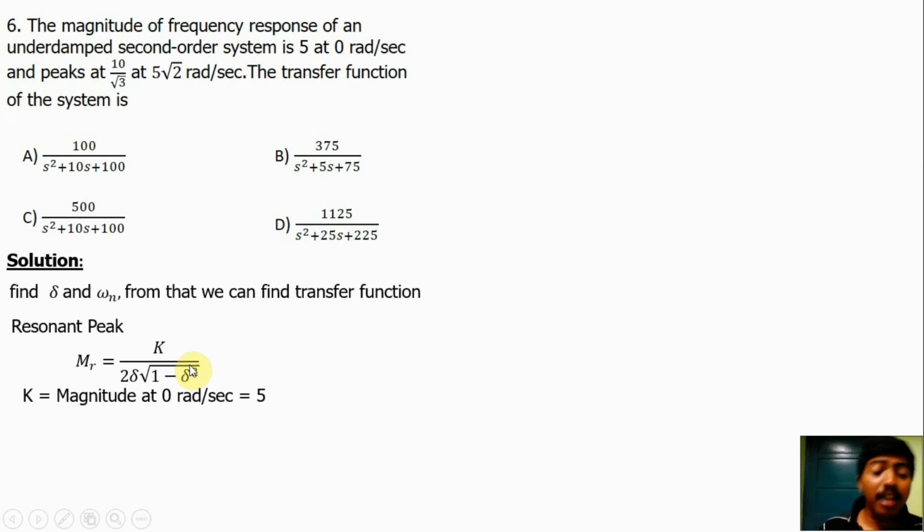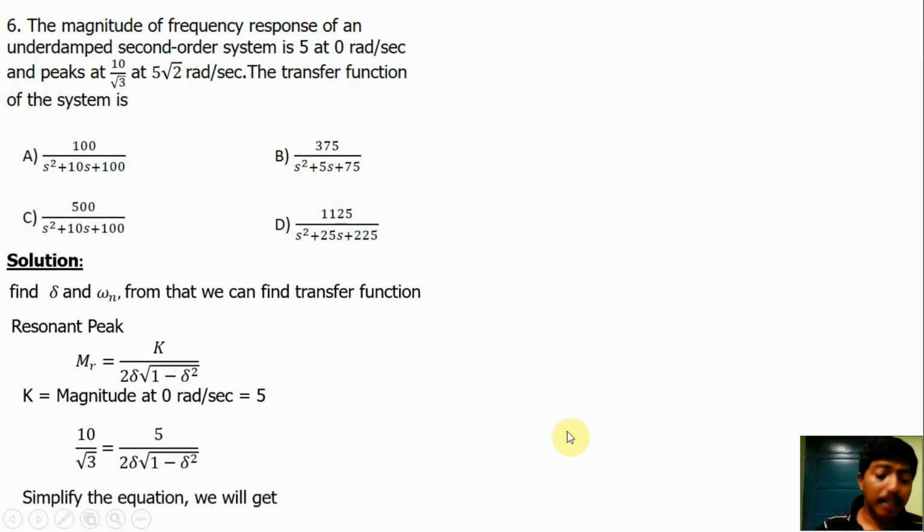But here the magnitude at 0 radian per second is 5. So K is equal to 5. Now find the δ value. Here the resonant peak value 10 by root 3 is given, and the K value is 5. So simply from this equation we will get the damping ratio δ is equal to 0.5. Okay, 0.5 is known. Now we have to find the omega n value.